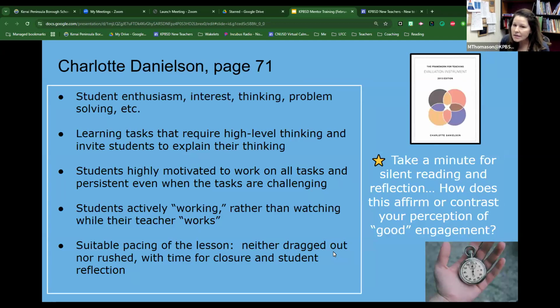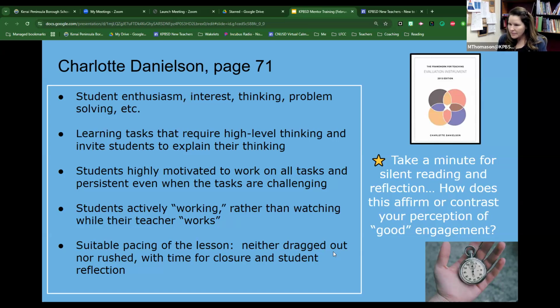So engagement is a loaded term, and I think every teacher has their own perception of what good engagement looks like. Charlotte Danielson, again, in the frameworks, encourages the beginning, middle, and end lesson design. This is pretty generic, but a good place to start. All lessons have a recognizable beginning, middle, and end.